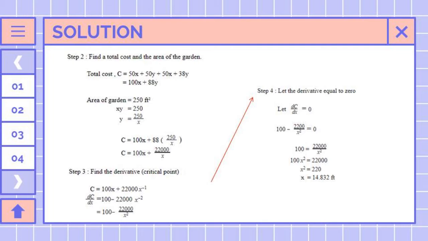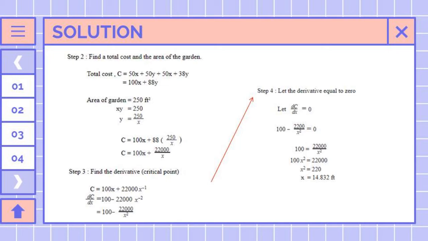Next, the area of the garden is 250 feet square. So it means xy equals 250, and y equals 250 divided by x. So we will substitute the y into the total cost. It means 100x plus 88 multiplied by 250 divided by x. We will get 100x plus 22,000 divided by x.